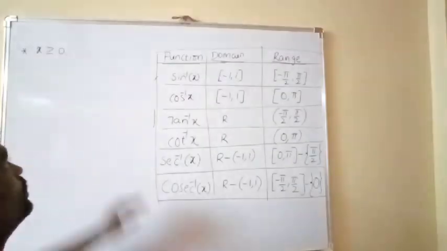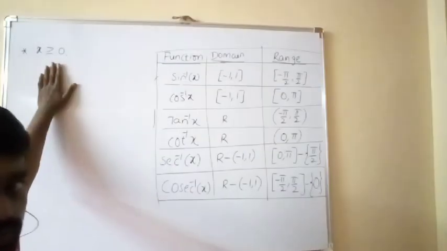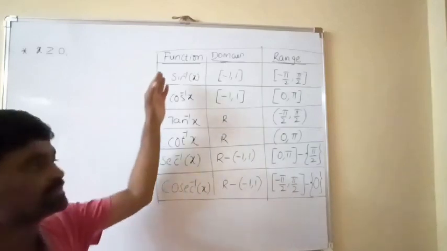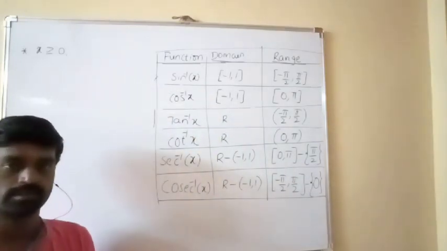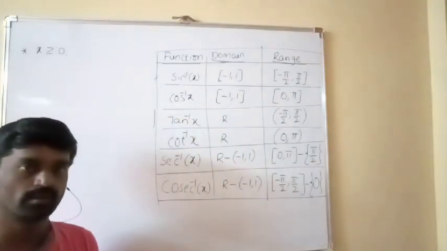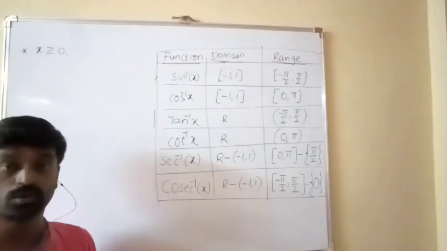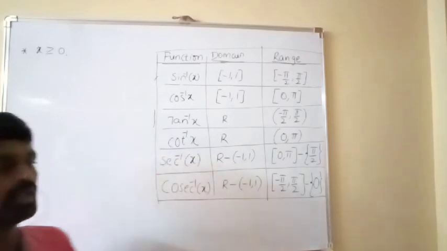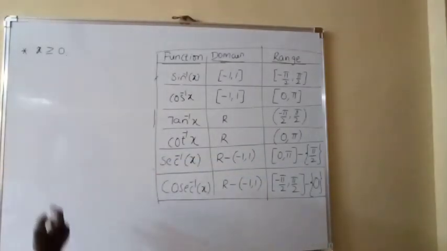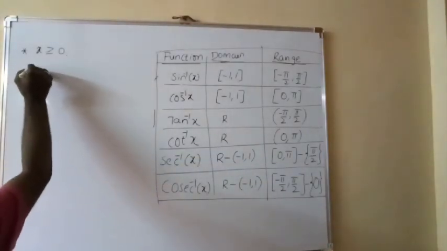So now when x is greater than or equal to 0, if those functions are defined, then all these 6 angles are acute angles. That means they lie in the first quadrant. That means all these 6 angles are positive angles. And when x is greater than or equal to 0, this conversion holds good.